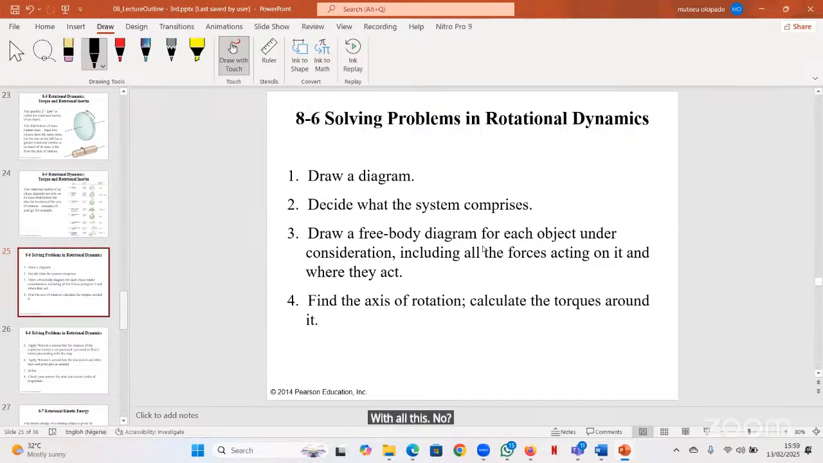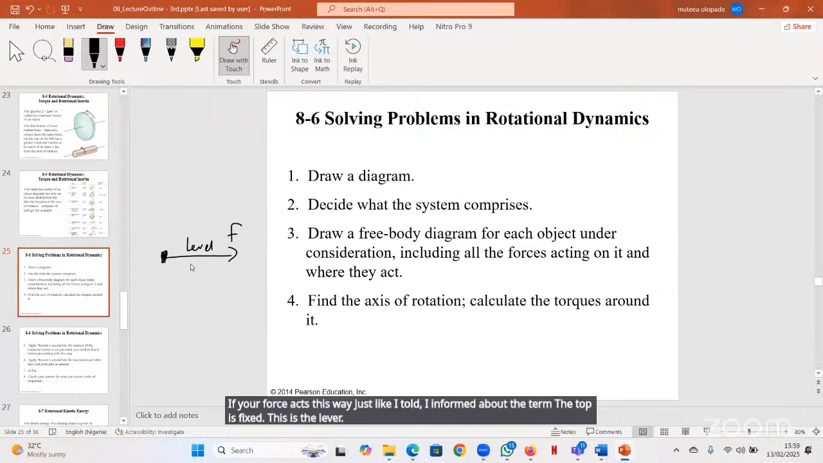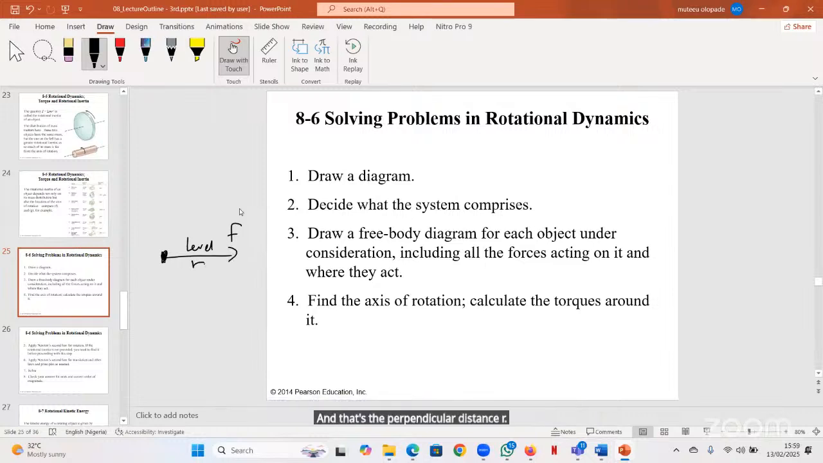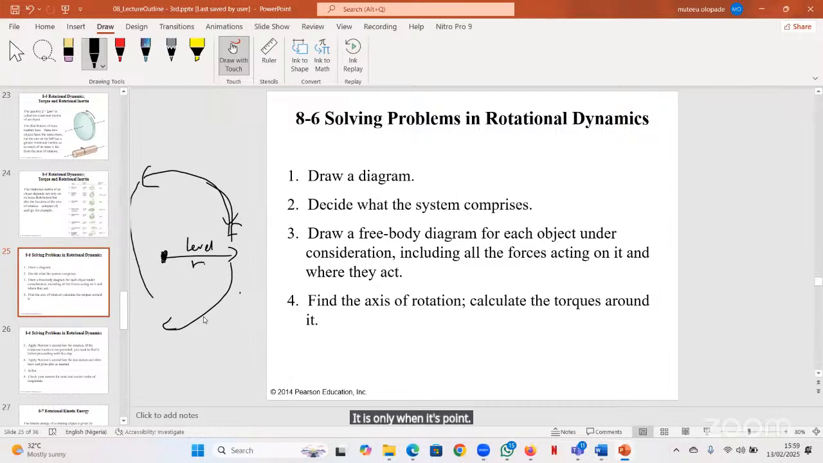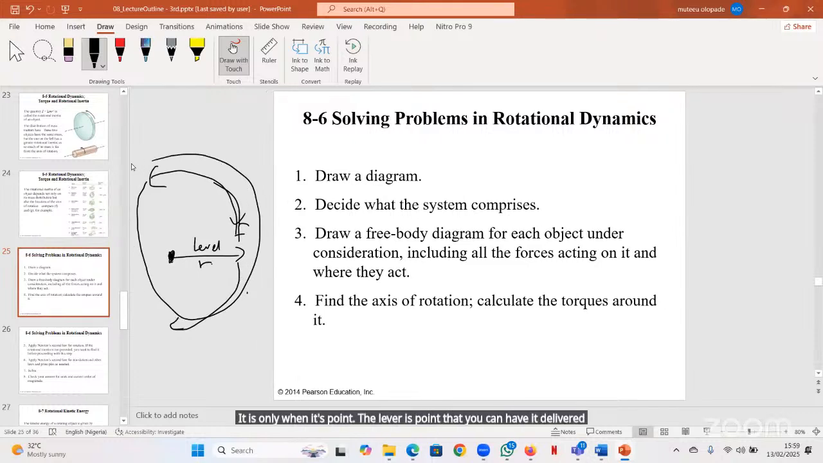So now, in order to draw this, all you need to do is just to have a sketch. If your force acts this way, just like I informed you about the tap is fixed, this is the lever, and that's the perpendicular distance R. So if a force is applied this way, you see this lever moving this way. If it's applied the other way, you have the lever moving that way. So you find the axis of rotation, then calculate the torque around it.